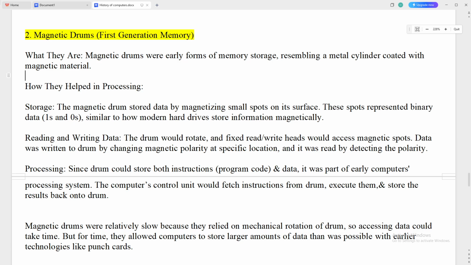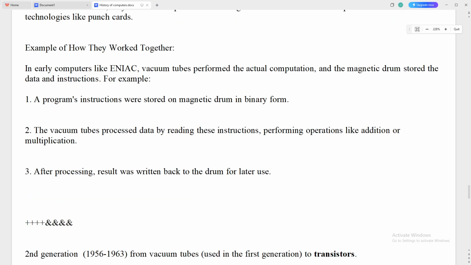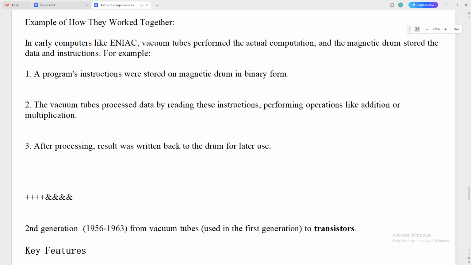Okay, now magnetic drums were relatively slow because they relied on the magnetic rotation of the drum, so accessing data could take time. But for the time, they allowed computers to store a large amount of data that was not possible with earlier technology like punch cards.